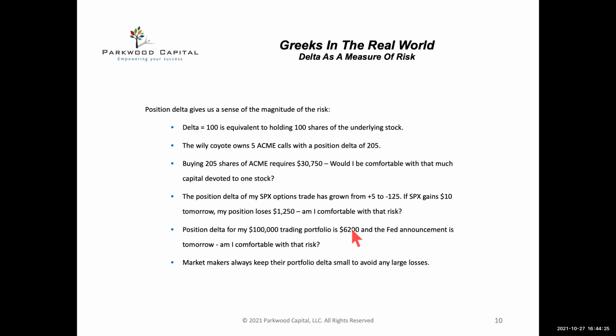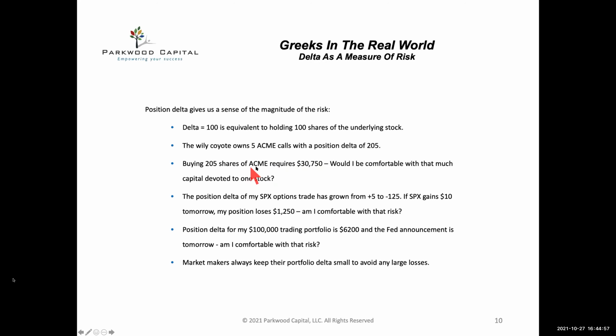Equivalently, you'll end up with a position delta that shows you how strongly bullish or bearish this position is. The larger the positive delta is, the more bullish it is. Now, if you remember the old Roadrunner cartoons with Wile E. Coyote, let's say he bought 5 Acme calls because he was always doing business with Acme, buying his latest rocket launcher or whatever. Well, the position delta is 205.